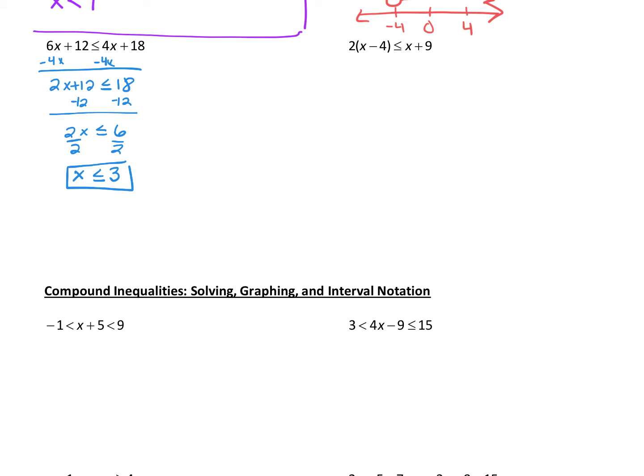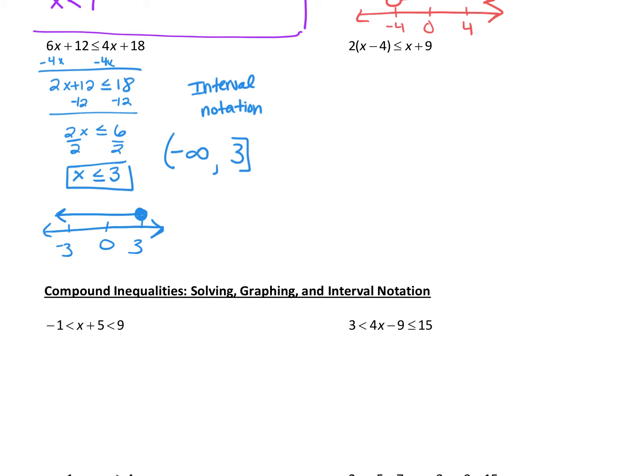Now the graph of this: I'm going to plot 0, 3, and -3, put a closed circle on 3, and it's less than, so less than is going to go left. My interval notation: 3 is the maximum and included, so I'm going to use a square bracket. It's going to the left forever, so that'll be negative infinity with a round bracket.